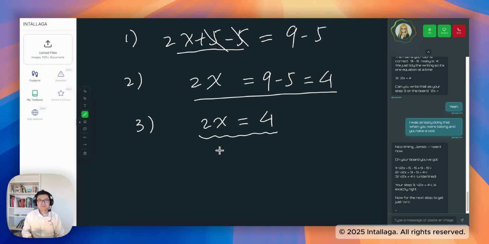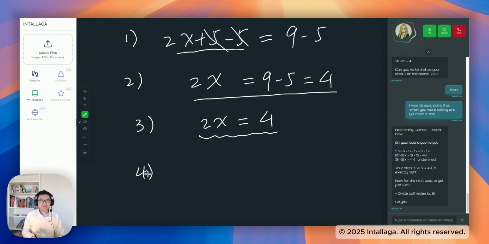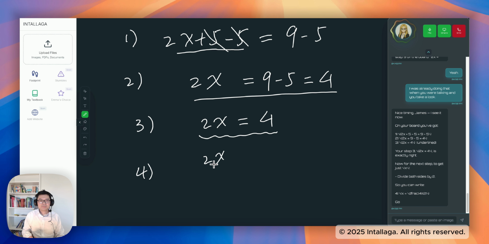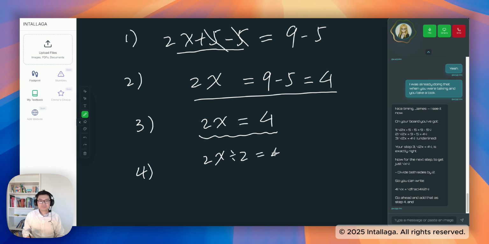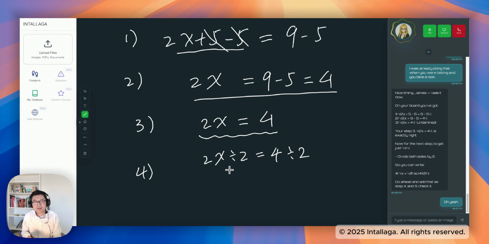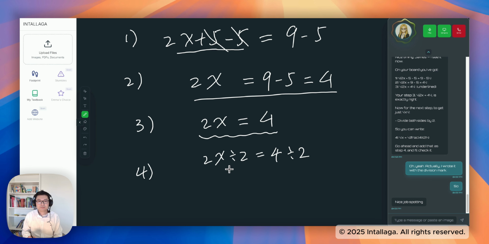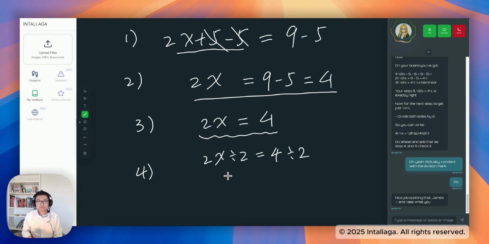Now, for the next step, to get just x, divide both sides by 2. So you can write x is equal to 4 over 2. Go ahead and add that as step 4, and I'll check it. Actually, I wrote it with the division mark. Nice job spotting that, James. And I see what you wrote now.